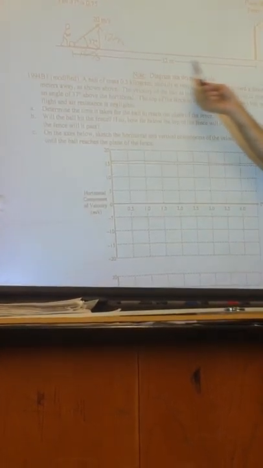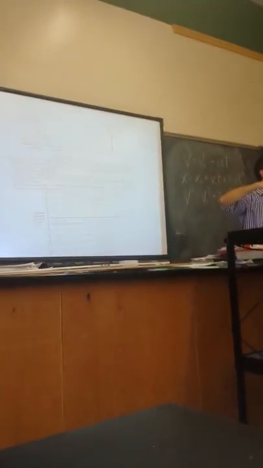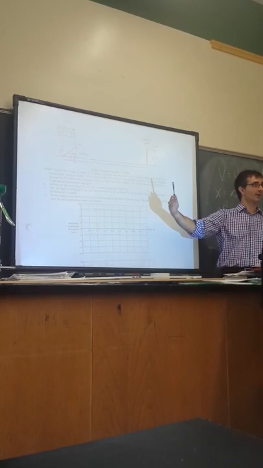Alright. So for A, determine the time it takes. We know it's moving 16 meters per second, and it has 32 meters to get to the fence. So that's going to take 32 divided by 16. Oh, okay. So you use the horizontal. When do you use the vertical? When you're trying to figure out the distance. Right, so the fence is a certain horizontal distance.